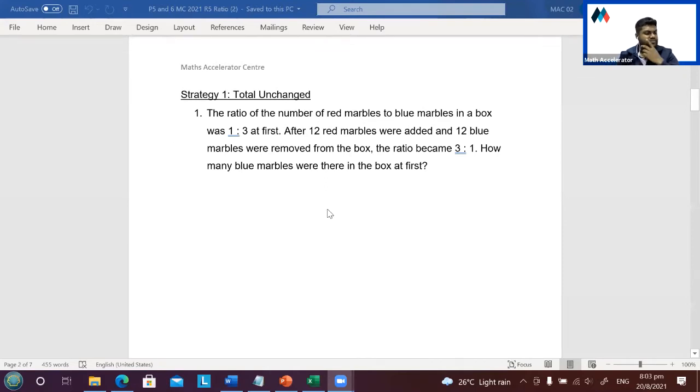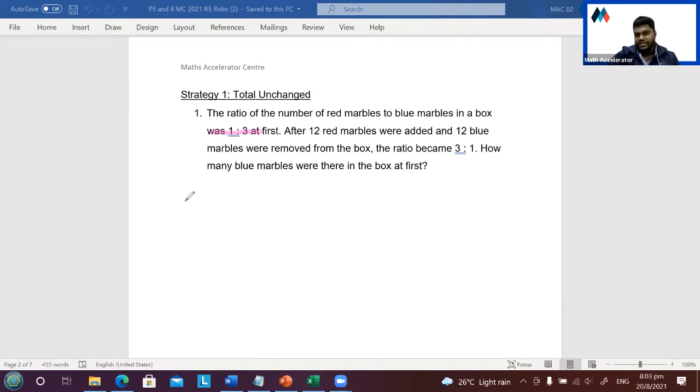All right, so let's begin. The first one. The ratio of the number of red marbles to the number of blue marbles in a box was 1:3 at first. And after, 12 red marbles were added and 12 blue marbles were removed from the box. The ratio became 3:1. How many marbles were there in the box at first?